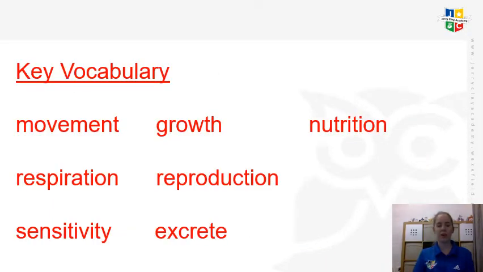The key vocabulary that you are going to be using in this lesson, so you will need to learn and understand these words in particular, and they are movement, respiration, sensitivity, growth, reproduction, excrete and nutrition. Don't worry if you don't know any or some of those words now, because we will go through them in the lesson and hopefully by the end of it you'll be able to explain what they mean.